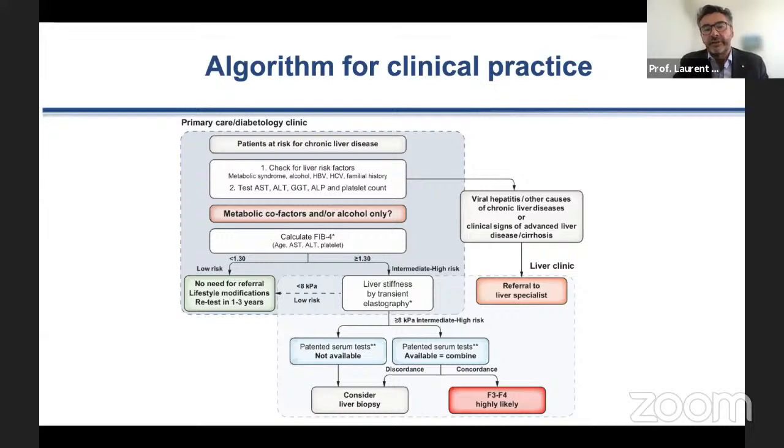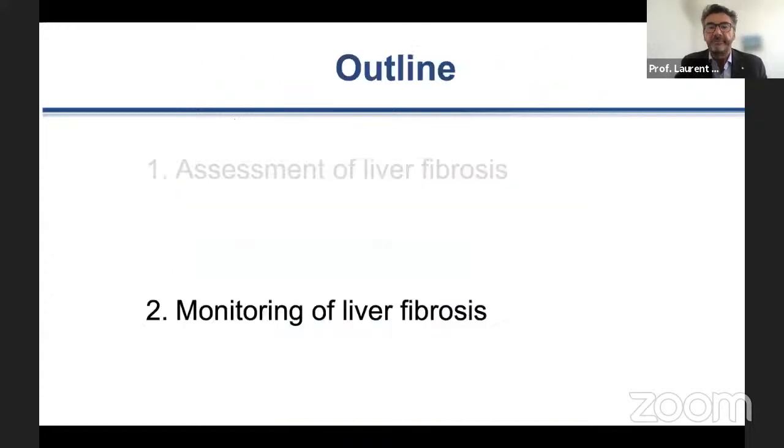In case of a value above 1.3, then you should try to perform liver stiffness, either in the liver clinic or in primary care or diabetology clinic if it is available. Below 8 kilopascal, the risk is low and you don't need further investigation. Above 8 kilopascal, this is intermediate to high risk, and you must consider liver biopsy according to patented serum tests. If they're available, you can combine them and you will only perform liver biopsy in case of discordance. If they're not available, you could consider liver biopsy. Otherwise, advanced fibrosis is highly likely.